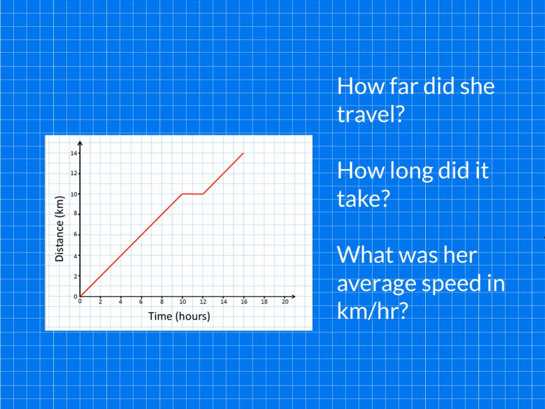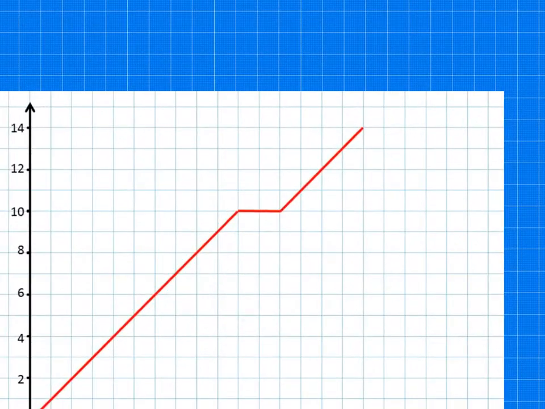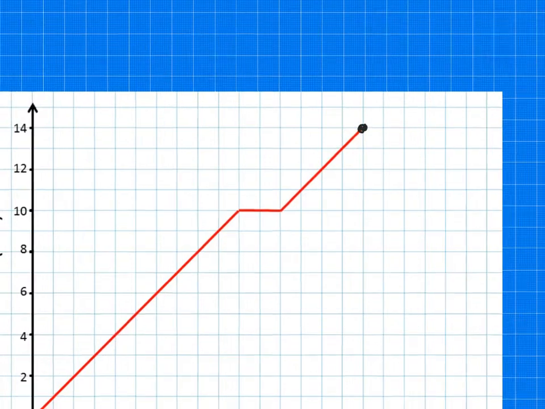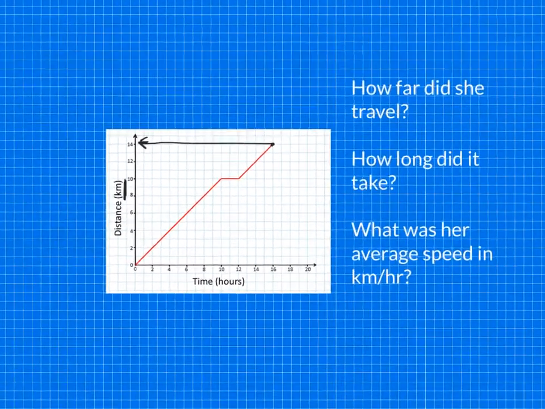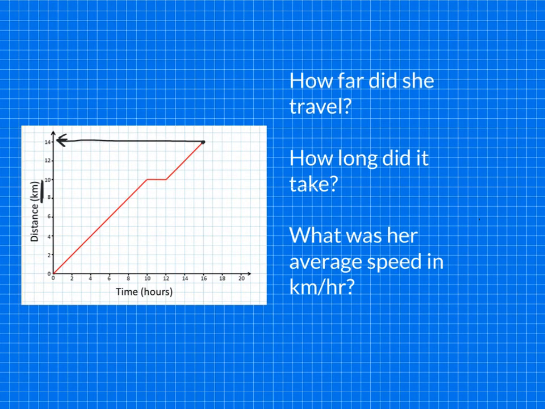So we got to look at where does this graph end. It ends right here. And so if I ask how far, you're going to go all the way to the left and see how far in total did she travel, and that's 14. 14 what though? Make sure you look at the units. So it's 14 kilometers. So how far did she travel? She traveled 14 kilometers. Now, this is similar to what you're going to have on your homework, but it's not the exact same answers. I'm just trying to give you an idea of how to find them.